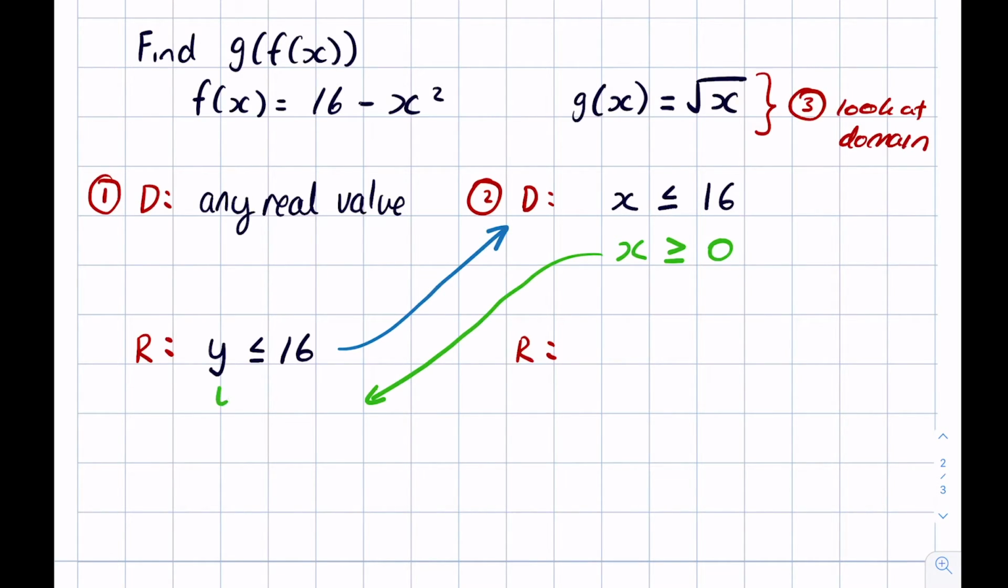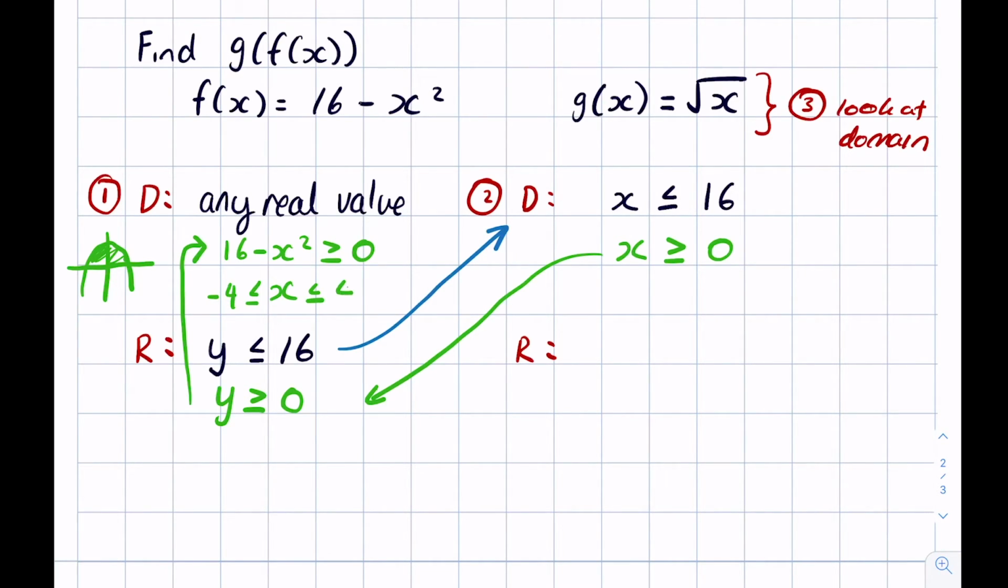So we need to bring this back to the range of f(x), where y must be greater than or equal to 0 as well, and bring that back to find the domain, where 16 minus x squared must be greater than or equal to 0. Solving the inequality, x must be greater than or equal to negative 4 and smaller than or equal to 4. And so that's the domain that we have found.